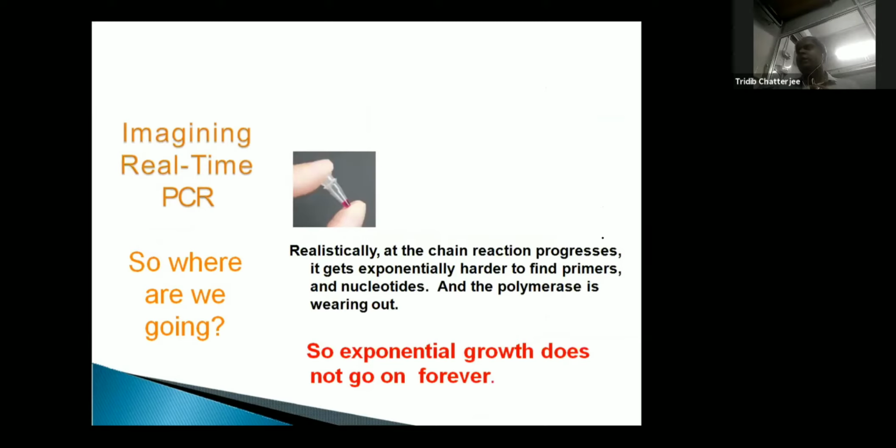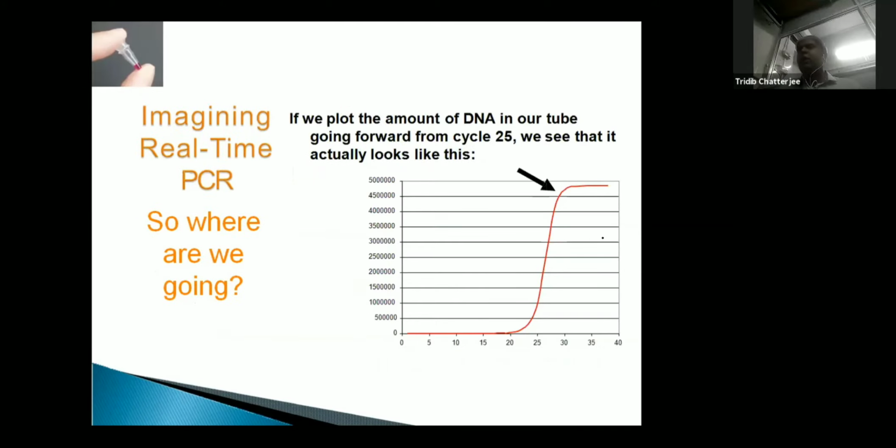Realistically, as the chain reaction progresses, it gets exponentially harder to find the primers and nucleotides, and the polymerase is wearing out. So exponential growth is not forever. I have already explained this. So after a certain number of cycles, we see the curve will come to a plateau like this.